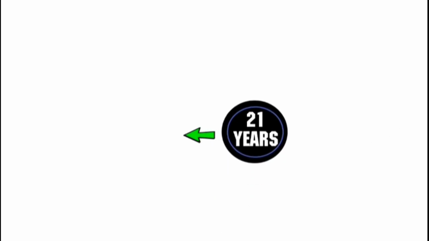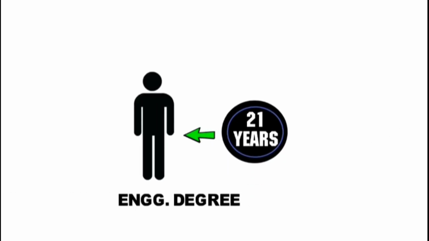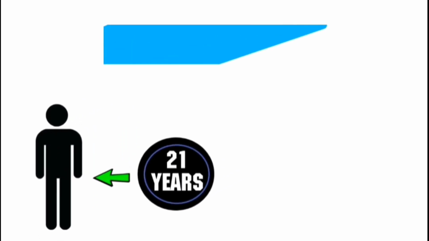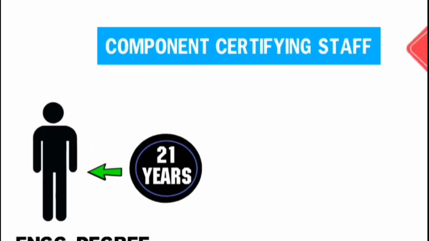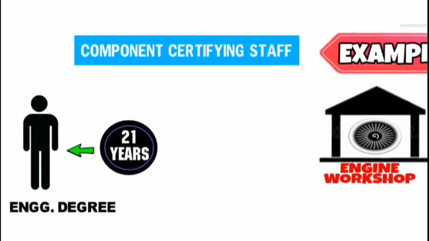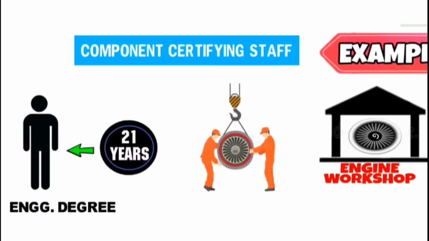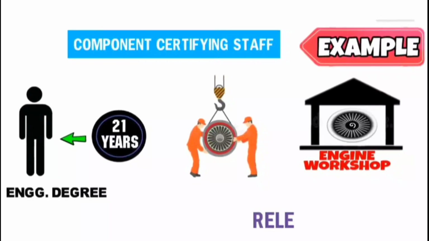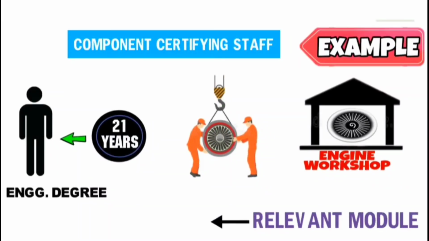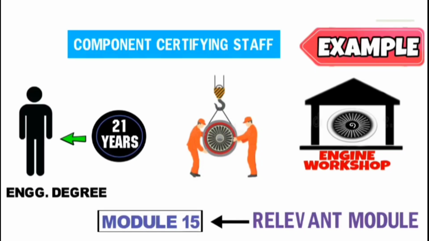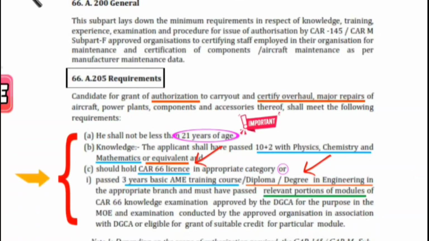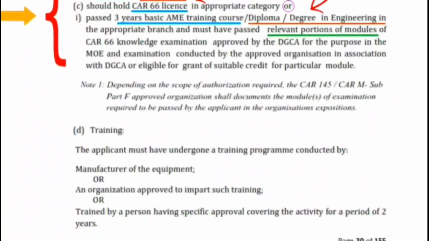Let us understand this point. Suppose a 21-year-old person who has a degree in engineering is going for a component certifying staff, for example, jet engine workshop, means he is going to certify for a jet engine maintenance in a workshop. So for him, the modular requirement is that at least he should have module 15. So I hope you got this point. You are fulfilling the basic requirement for becoming a component certifying staff.